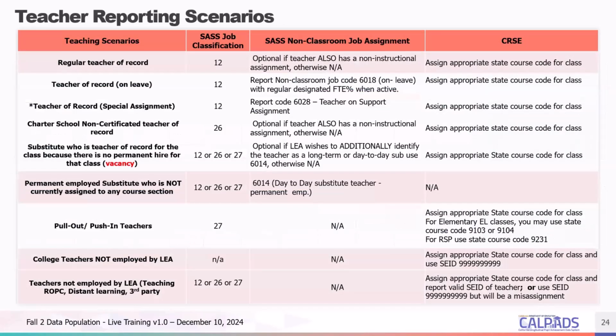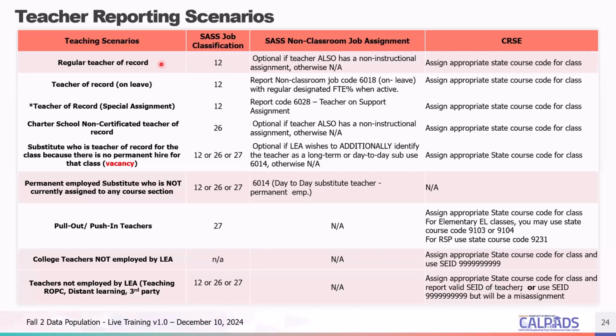This table provides guidance for various common scenarios that LEAs encounter when reporting staff assignment records for teachers. Please save this slide separately and have it handy when you're submitting staff assignment records to CalPADS, as it will prove valuable to your work. You'll always want to report the teacher of record in the top row here. You'll always want to report the teacher of record, or the professional who is contractually obligated or employed as the instructor of the course, with a staff assignment record.